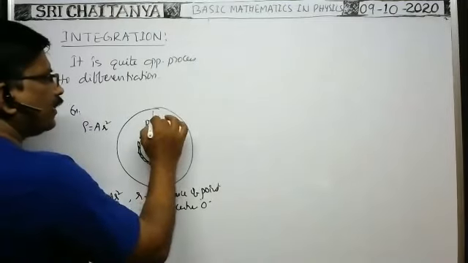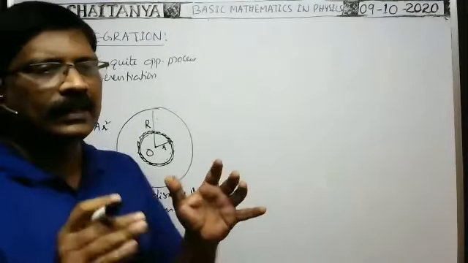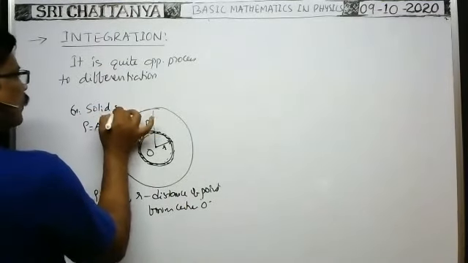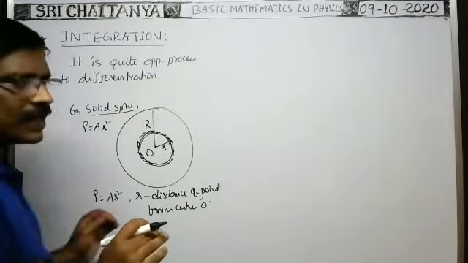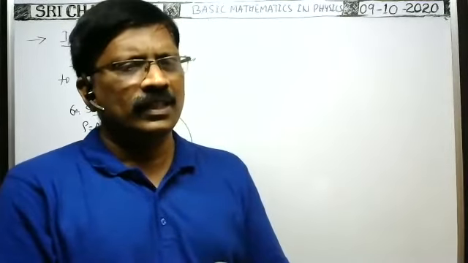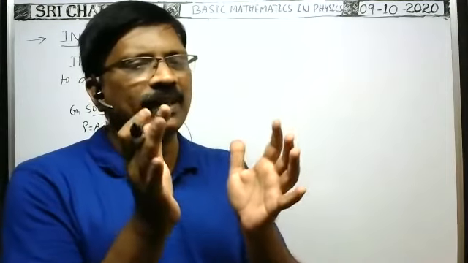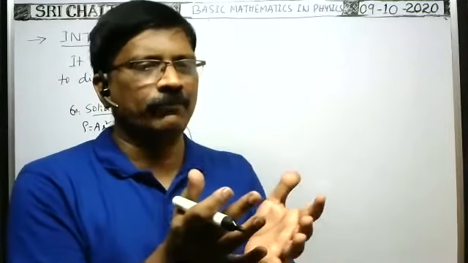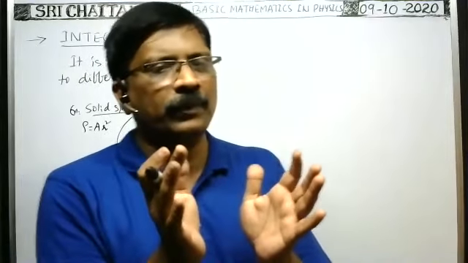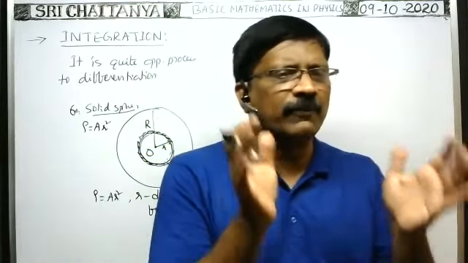Suppose I consider another shell here, because the solid sphere can be imagined as the combination of a number of spherical shells. A solid sphere is made of many spherical shells. A spherical shell means a hollow sphere. Solid sphere can be imagined as the combination of a number of spherical shells.